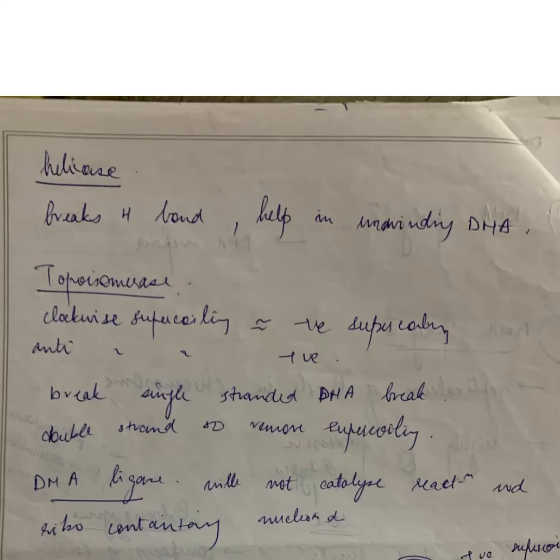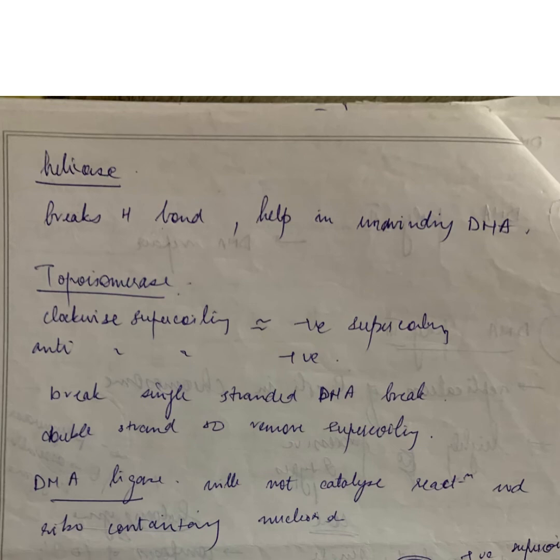Another enzyme involved in DNA replication is helicase, which breaks the hydrogen bonds and helps in unwinding of DNA. The other enzyme is topoisomerase. It deals with two types of coiling, negative supercoiling and positive supercoiling. When in the clockwise direction it is called negative, and when in the anti-clockwise direction it is called positive supercoiling. It breaks single-stranded and double-stranded DNA to remove the supercoiling.